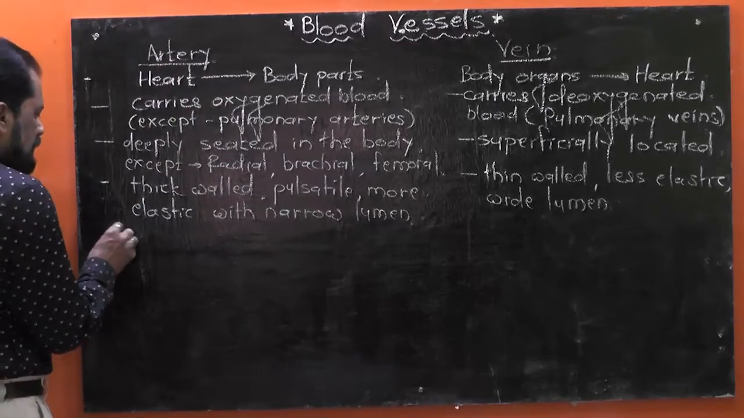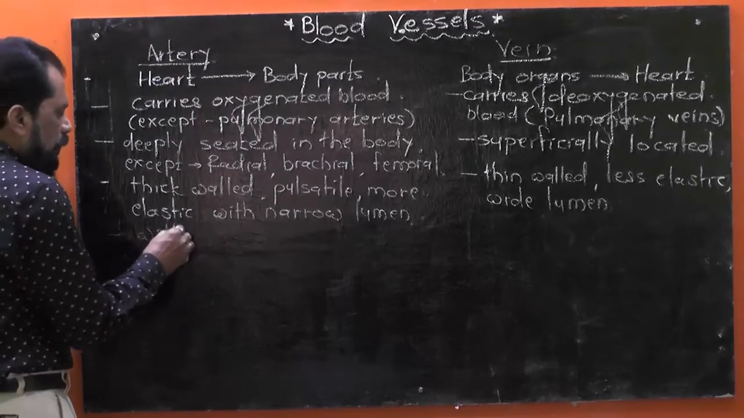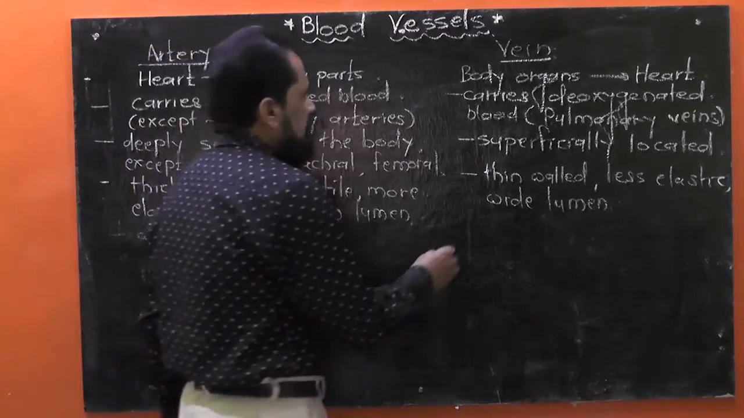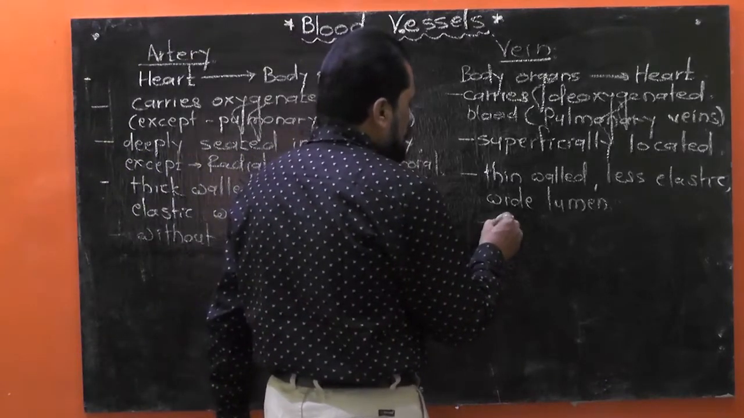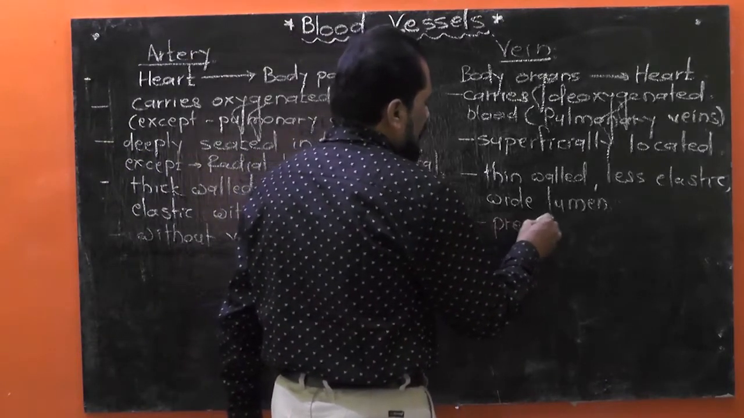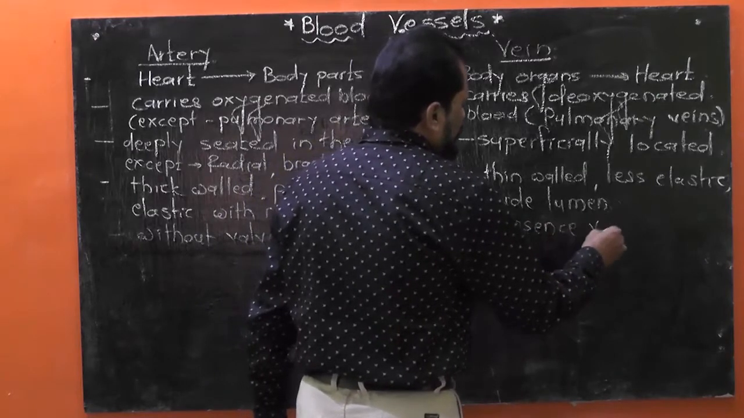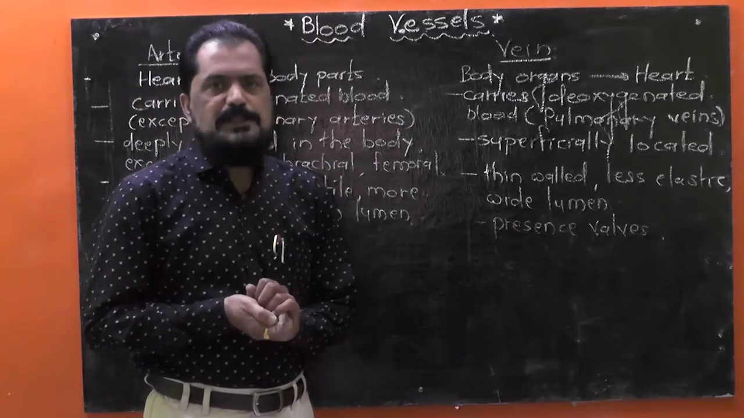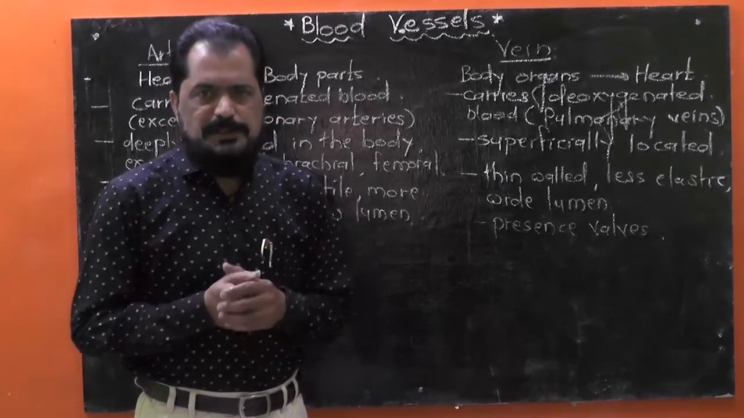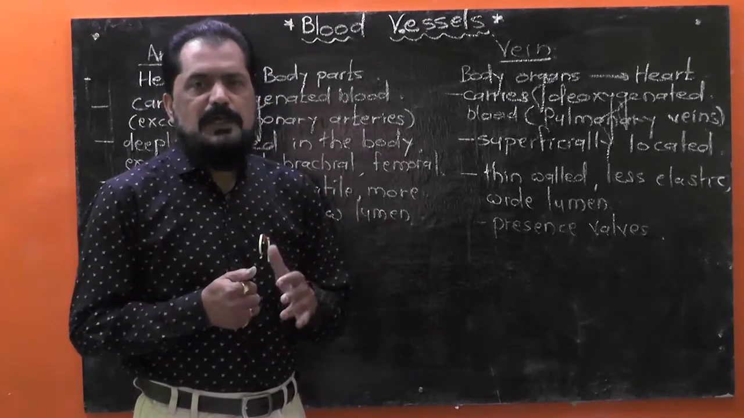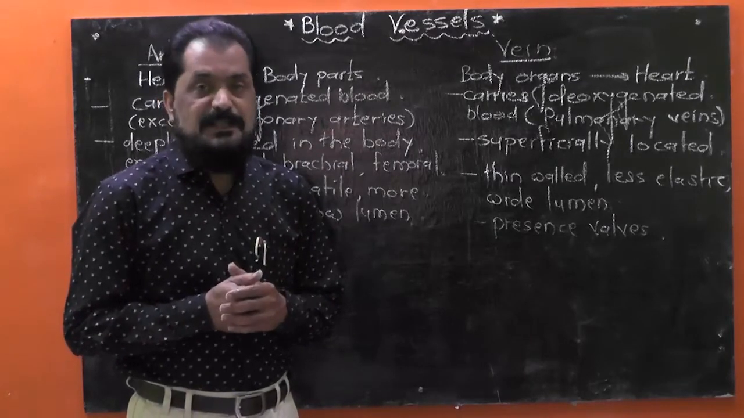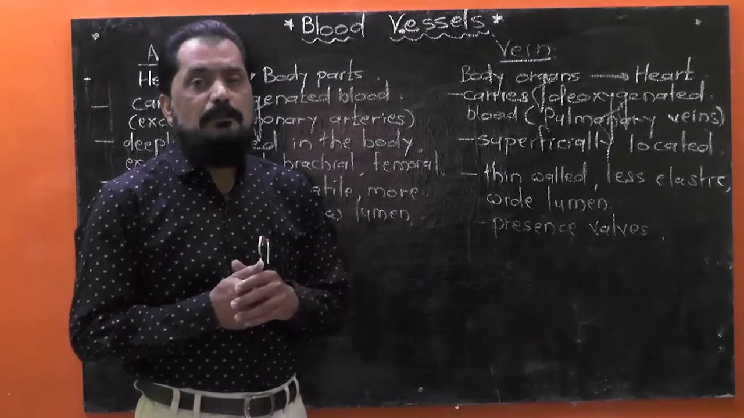The arteries are without valves. On the other hand, the veins, they show presence of valves at regular interval. We all know what is the function of valve. While discussing the heart, we have already discussed that the valves are responsible to prevent the backflow of blood. They facilitate unidirectional flow of blood.